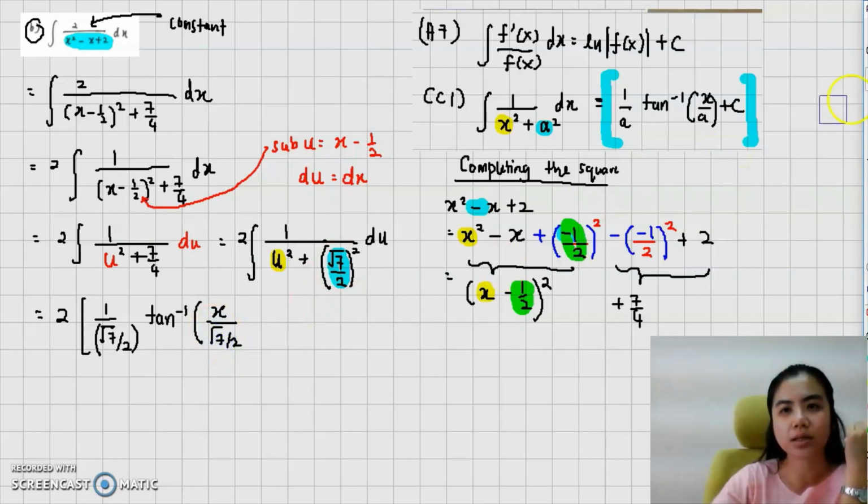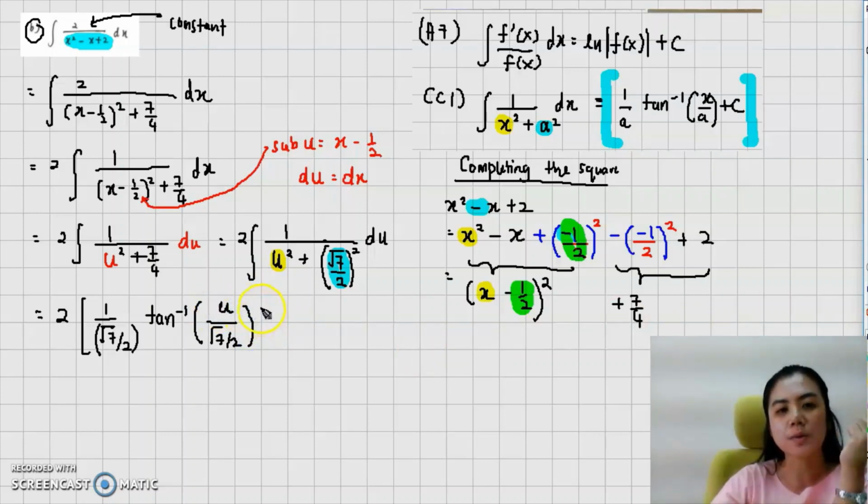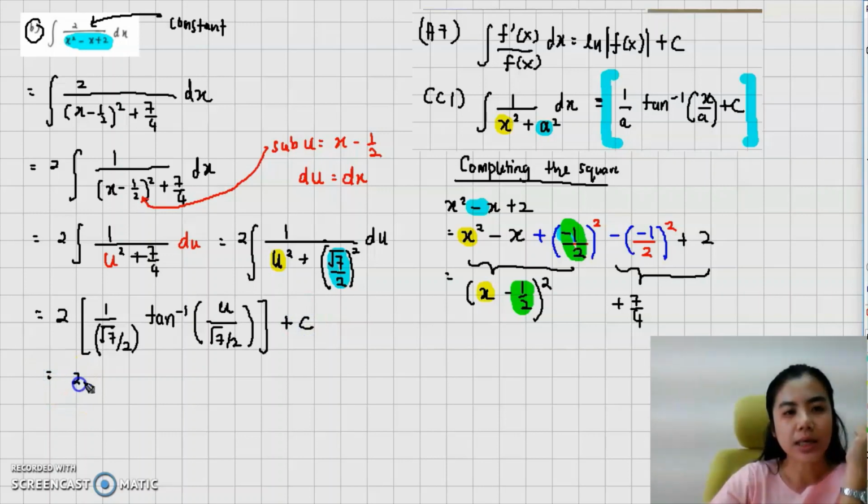It's not x anymore, because we are integrating with respect to u. The formula is dx, but our case is du, so this is supposed to be in terms of u. You have to be flexible when you use a formula. And plus c. So simplify it again. So this will be 2 over square root of 7.